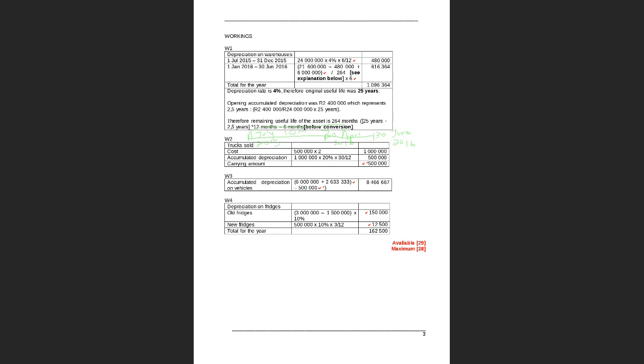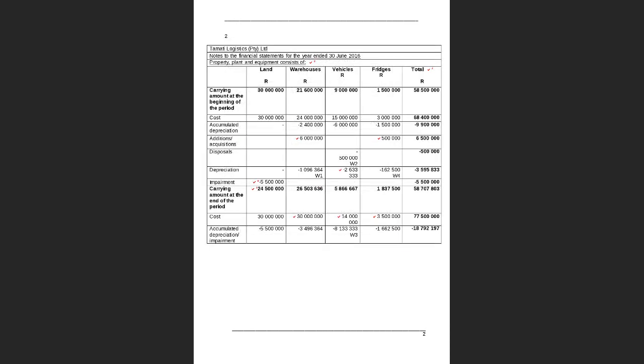Okay, so I want to show you the PPE notes. We're going to come back to the other columns. For now, we're just looking at the land and the vehicles. You will see the land here. There was 30 million at the beginning of the year. Then I want to show you where the marks are. You get a mark for showing the impairment, and it must be a minus. You can either show it as a minus or in brackets. And then you get a mark for putting in your closing balances and calculating your carrying value of 24.5 million.